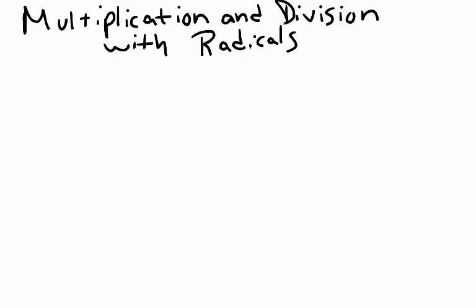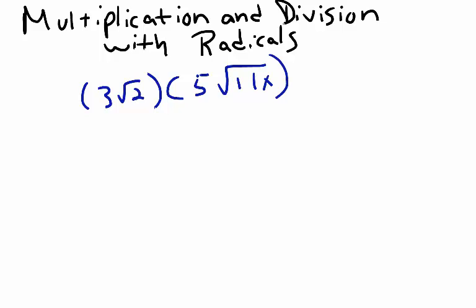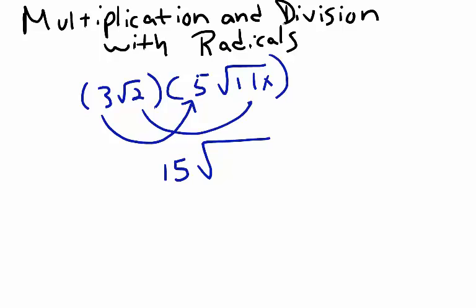For example, let's say we want to multiply 3 square root of 2 times 5 square root of 11x. We multiply 3 times 5, which gives us 15, and then square root of 2 times 11x, which is 22x.